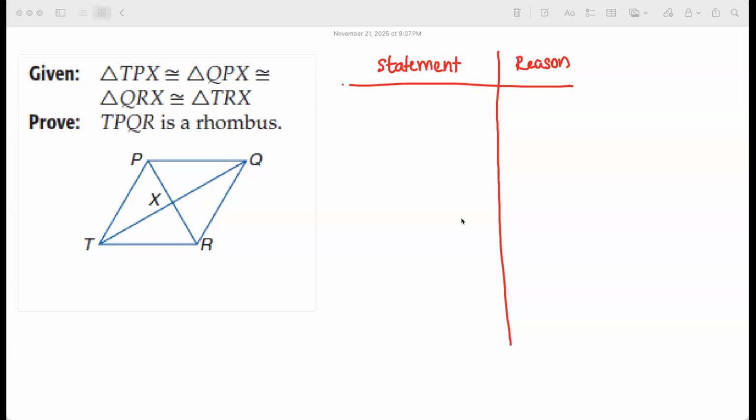Yeah, go ahead. Can we write the proof? Are you all ready? Triangle TPX is congruent to triangle QPX. Okay. Then triangle QRX is congruent to triangle TRX. Oh, makes sense. Given. Okay, how to prove it's a rhombus?